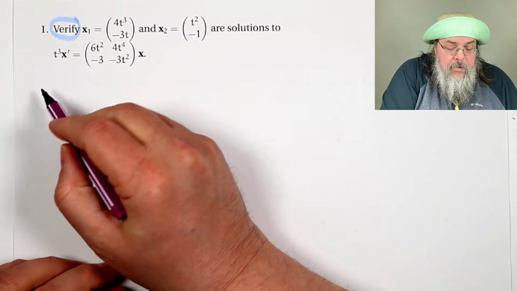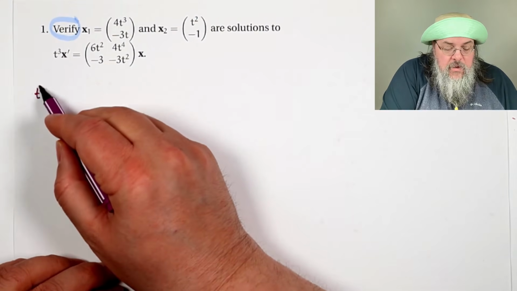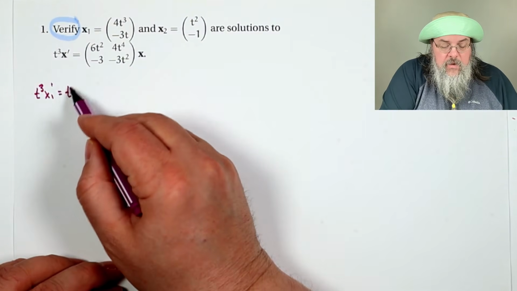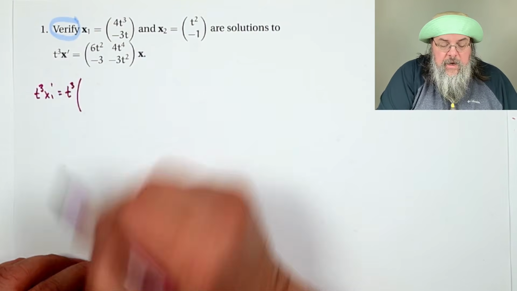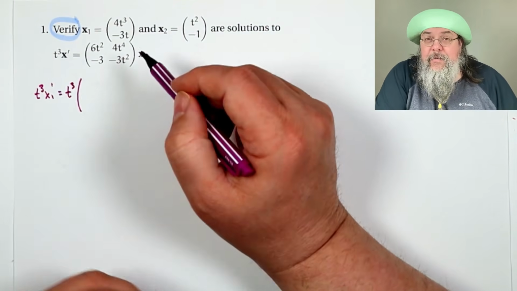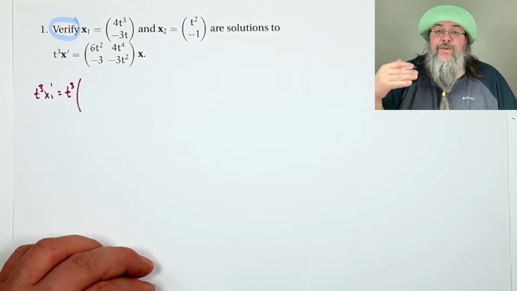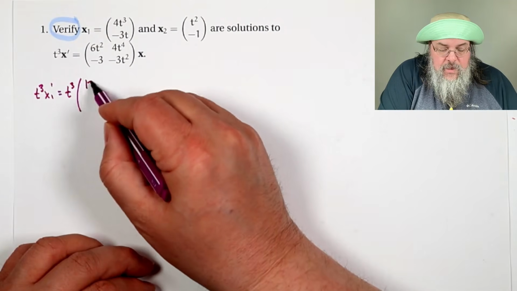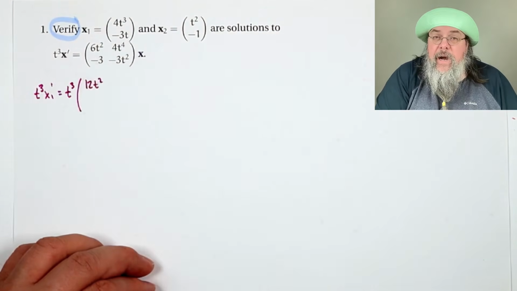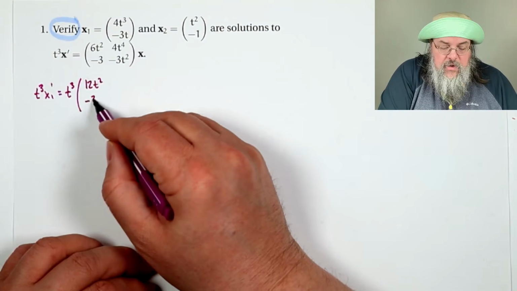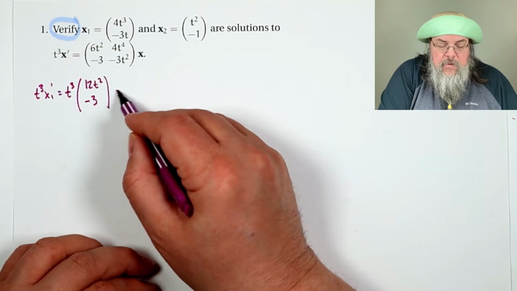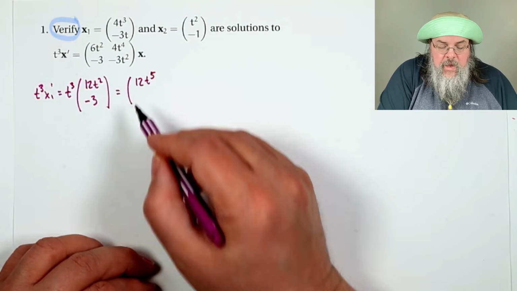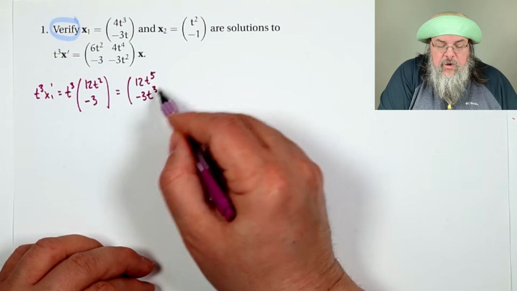Okay, so let's start with x1. So we'll have t cubed x1 prime. Well, what is that? That's t cubed multiplying x1 prime. And when we're taking the derivative of a vector, it's like a matrix, do it entry by entry. The derivative of 4t cubed, 12t squared. Derivative of minus 3t, minus 3. And we can distribute that t cubed in. And what do we get? We get 12t to the fifth and minus 3t to the third.